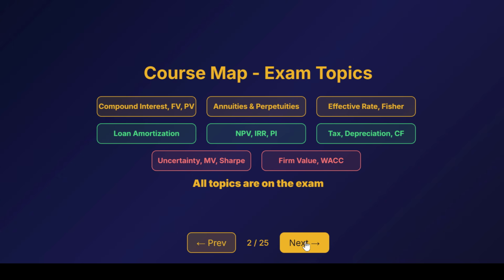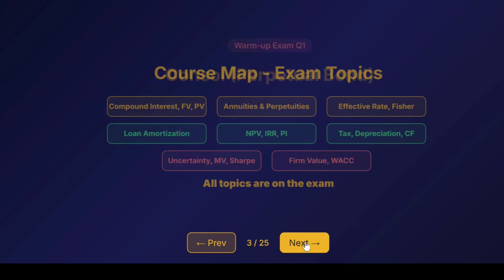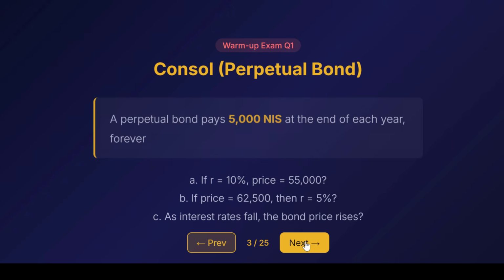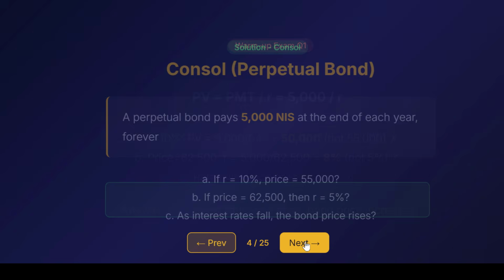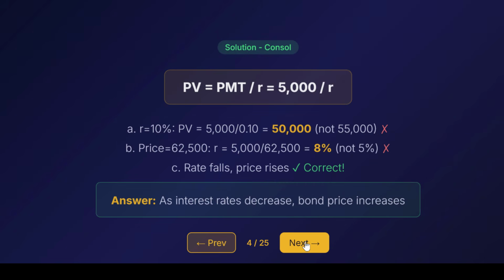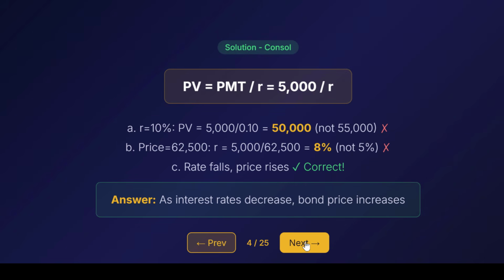Topic 1. Perpetual bonds. A perpetual bond pays 5,000 shekels at the end of each year, forever. The perpetuity formula is PV equals payment divided by R. If the interest rate is 10%, the present value is 50,000 shekels. If the price is 62,500, the implied interest rate is 8%. Key insight. Bond prices and interest rates move in opposite directions. This is one of the most fundamental relationships in finance.